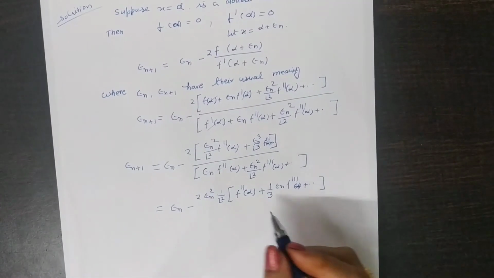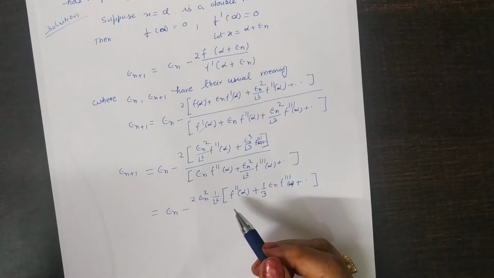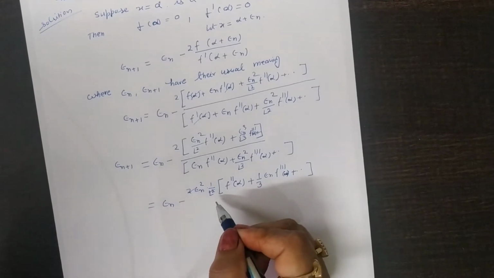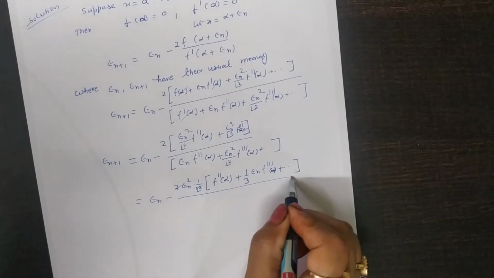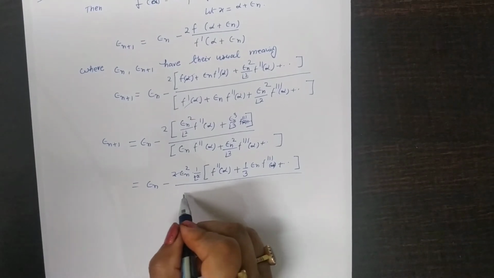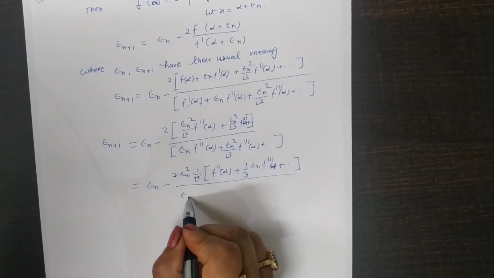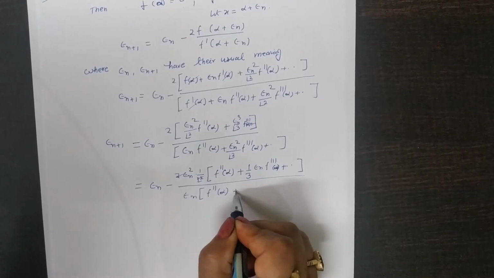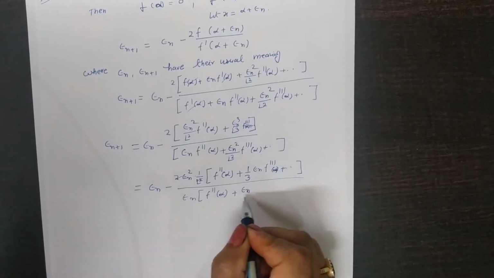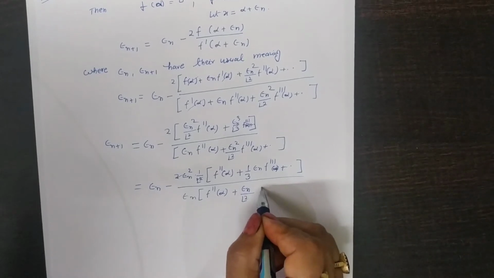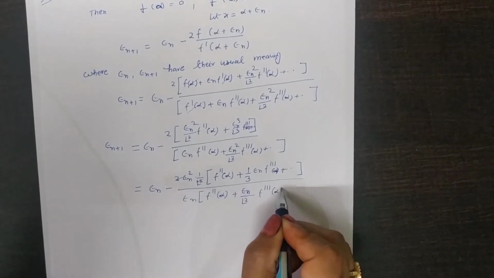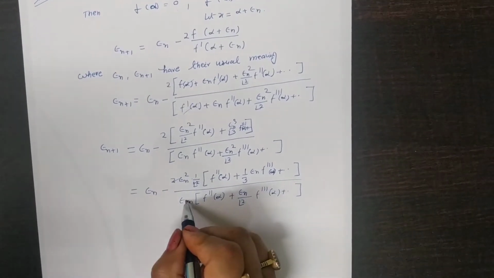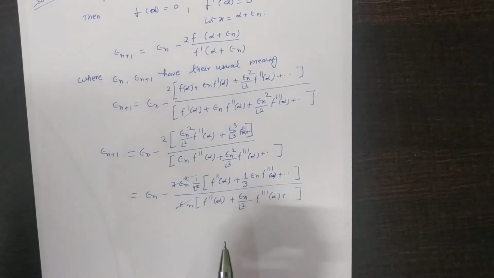Clear? If you also take the third term, so this is cancelled out. And here the denominator can be written as epsilon n, epsilon n is here, and here is f double dash alpha plus epsilon n by factorial 2 f triple dash alpha. Clear? Now here is epsilon 1, here is epsilon n square, so this is also cancelled out.